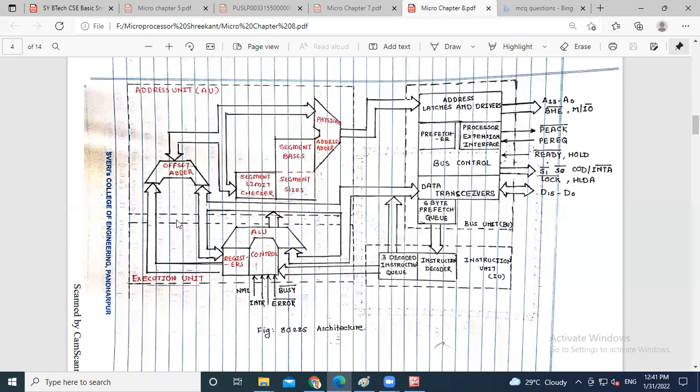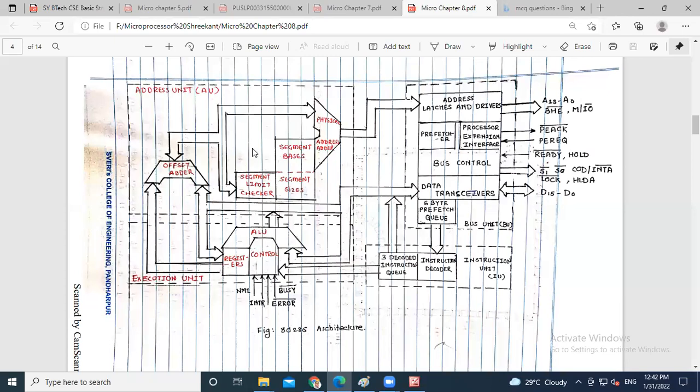I have shown it with the shaded mark. This is the address unit, and the lower one is the execution unit. So the entire execution happens in the ALU, and the address unit works with the offset address along with the physical segmentation, that is the segment bases. So this is the execution unit.